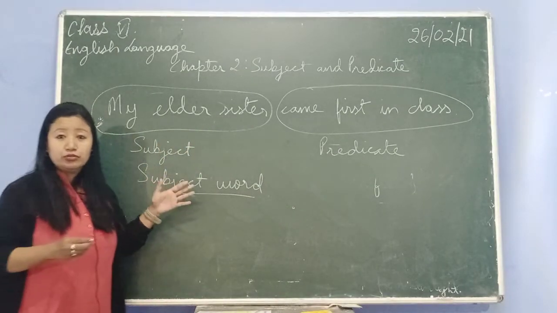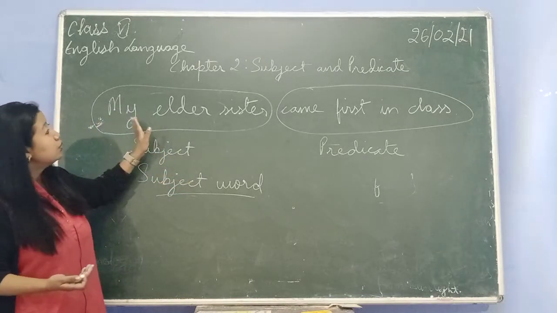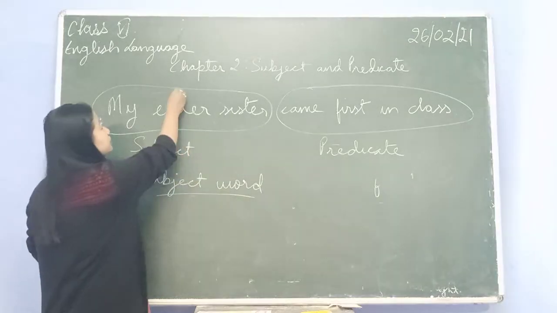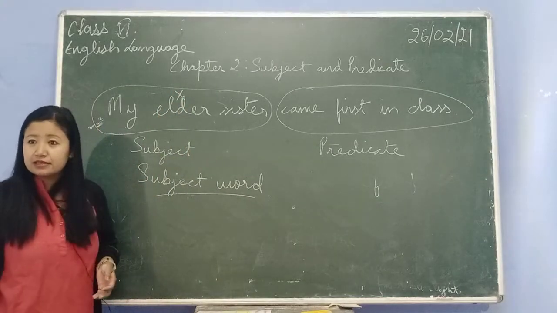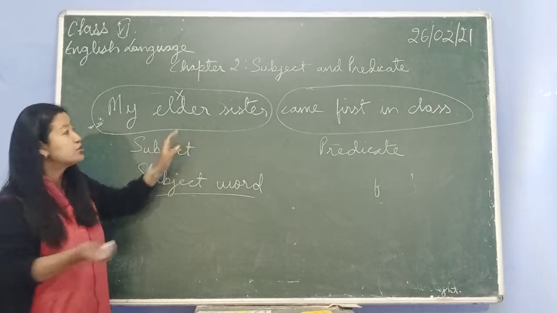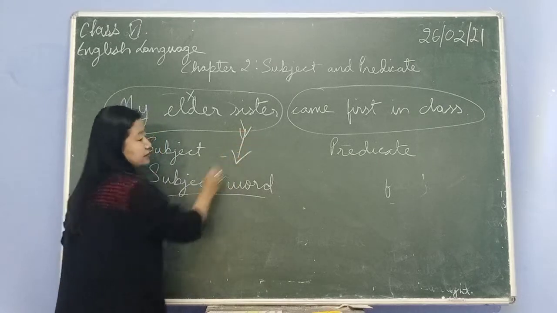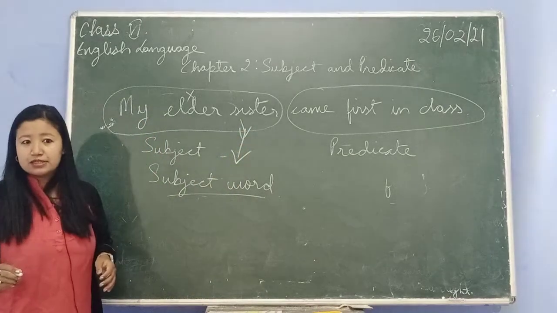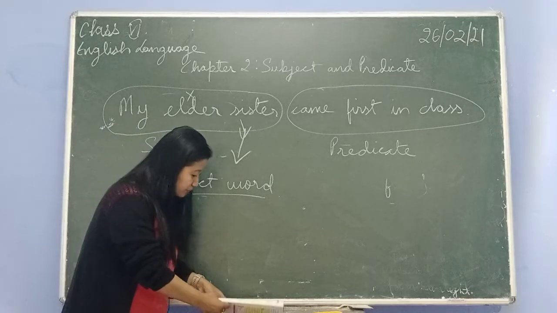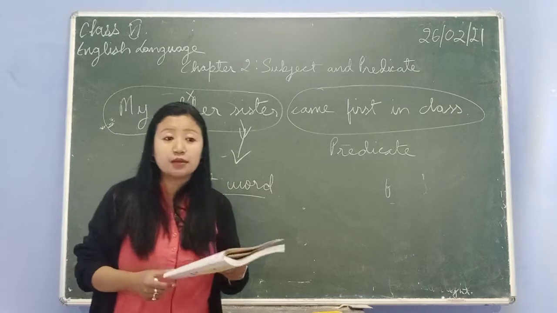I explained about sentence also, right? It should make sense. So now, which one is the most important word? If you say my sister also, you will understand, right? You don't have to say elder. Okay, so this is your subject word. Understood? The most important word in the subject is called subject word.